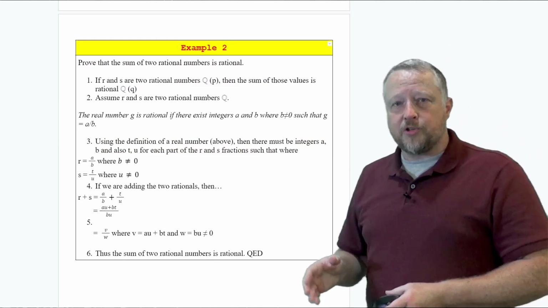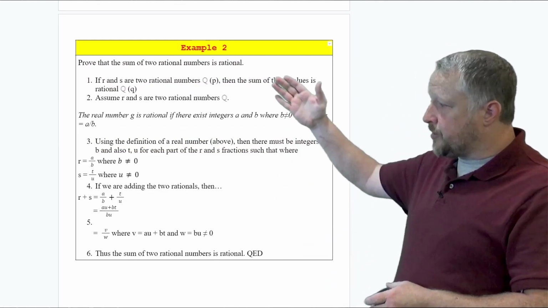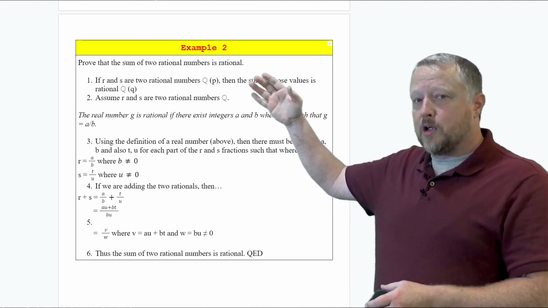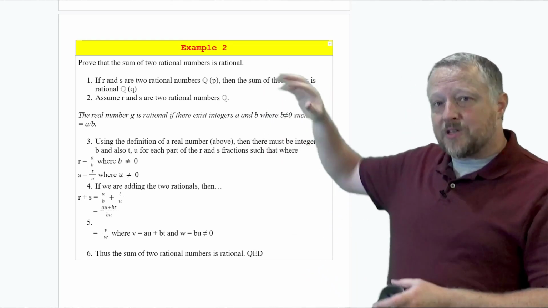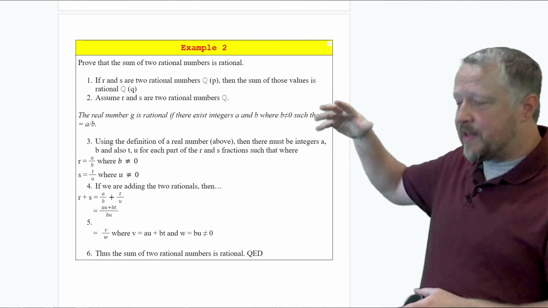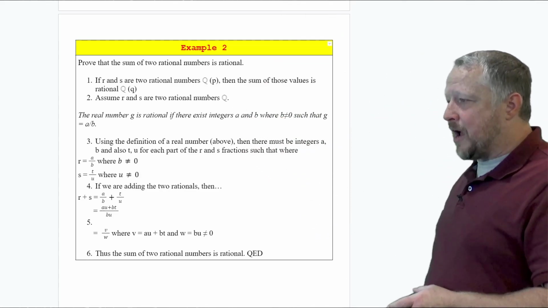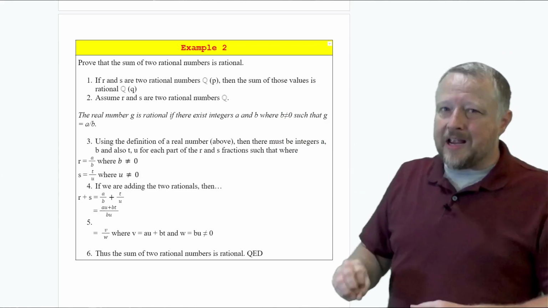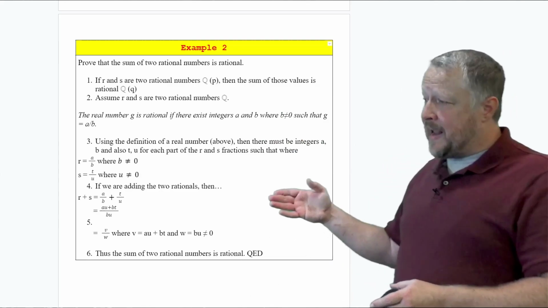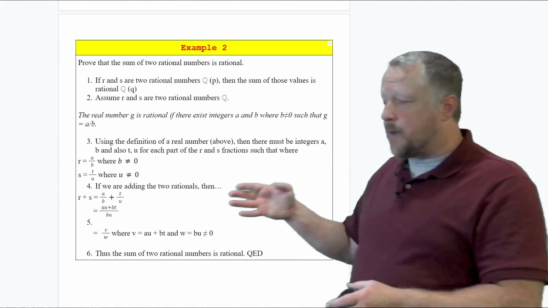In example number 2, notice the question or the statement given is very different. So again, I'm using the same steps as I had above, so you may want to have that with you there. Prove that the sum of two rational numbers is rational. So notice there's not an if and a then on this one, but I can change it into that, and that's with step number 1.